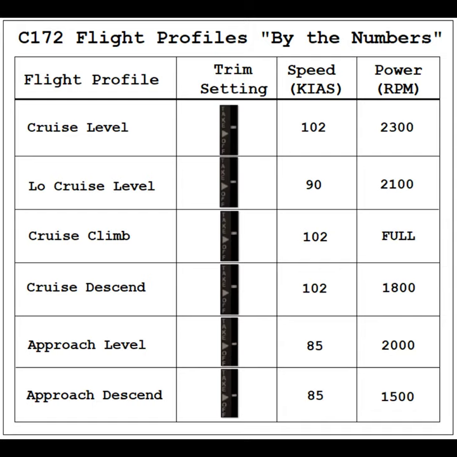I'm sure you already know this, but I put together this table for the Cessna 172 showing the 6 flight profiles. And incidentally, anytime you hear the phrase "by the numbers," they're referring to a table like this. Each of these 6 profiles shows a trim setting and then a speed and a power setting for each one. So you can imagine how important trim would be in order to achieve these various profiles.